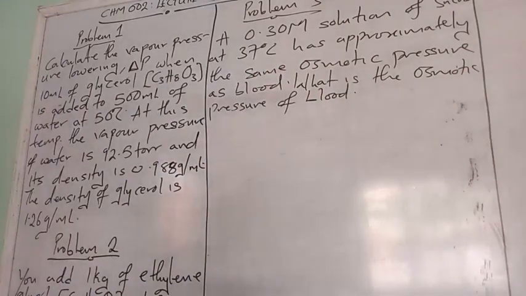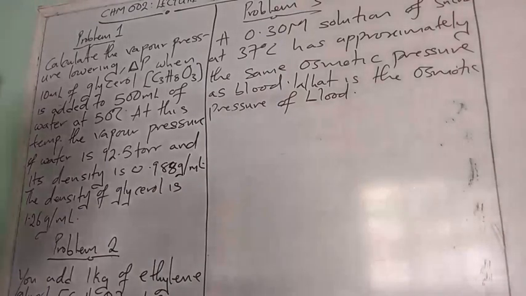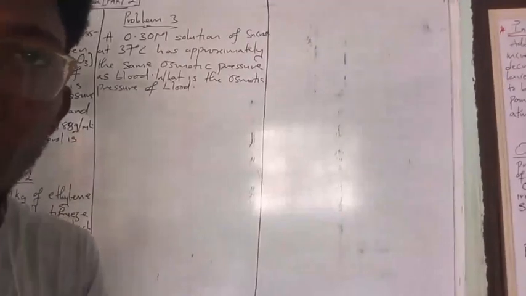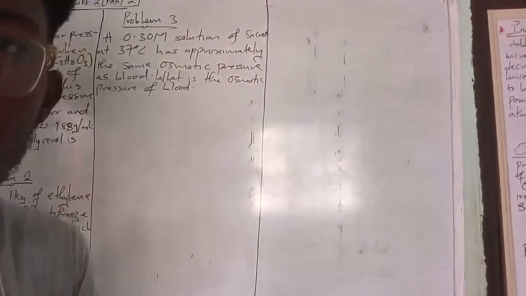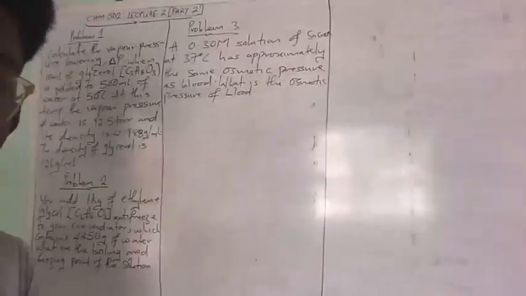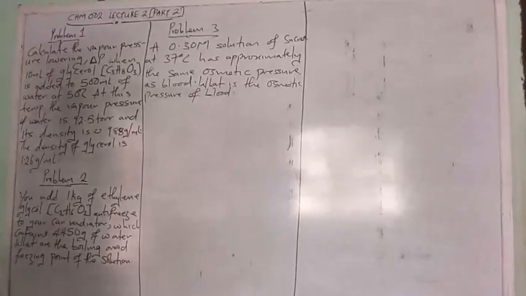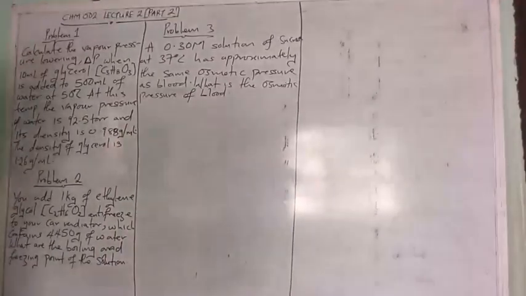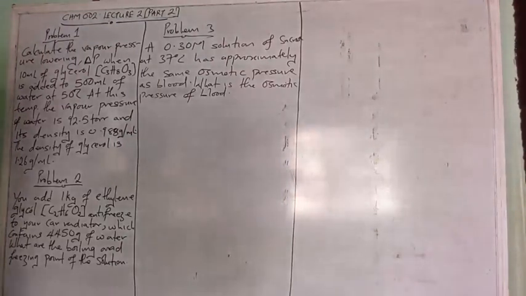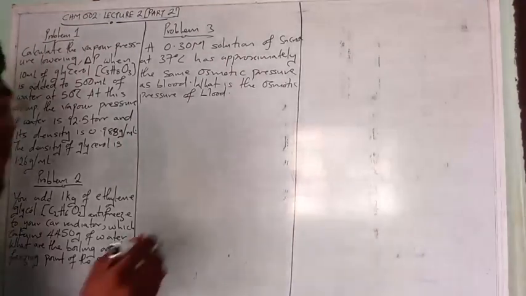Are these the questions we're going to be solving right now? I believe you have them handy. These three questions cover the four different colligative properties that I've talked about. So let's solve them.